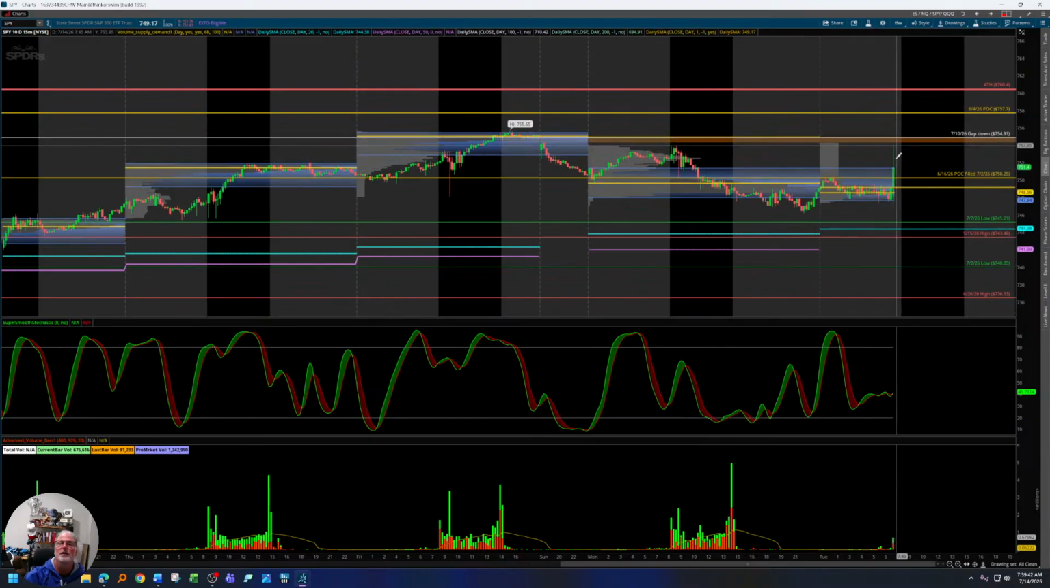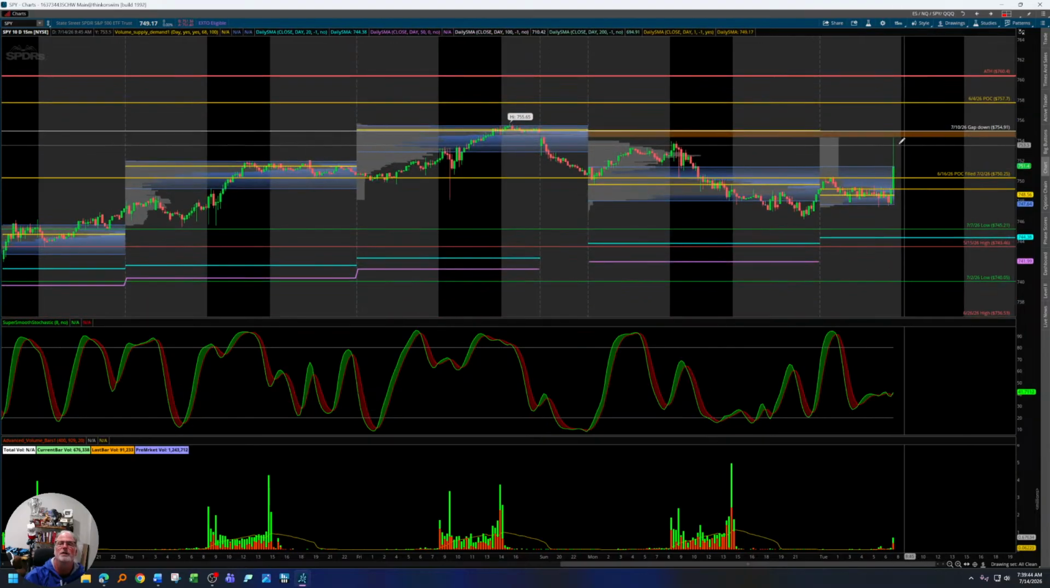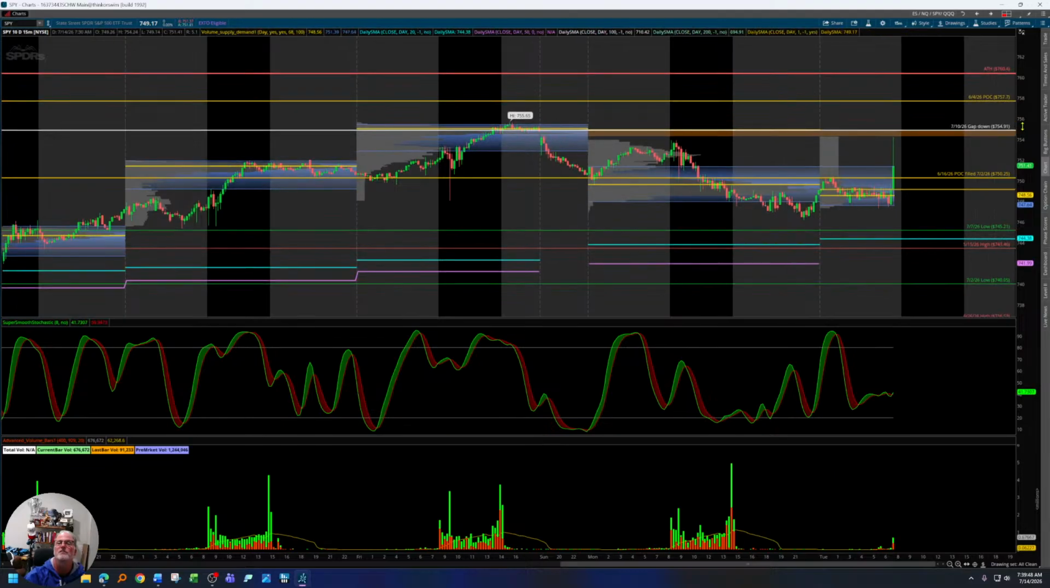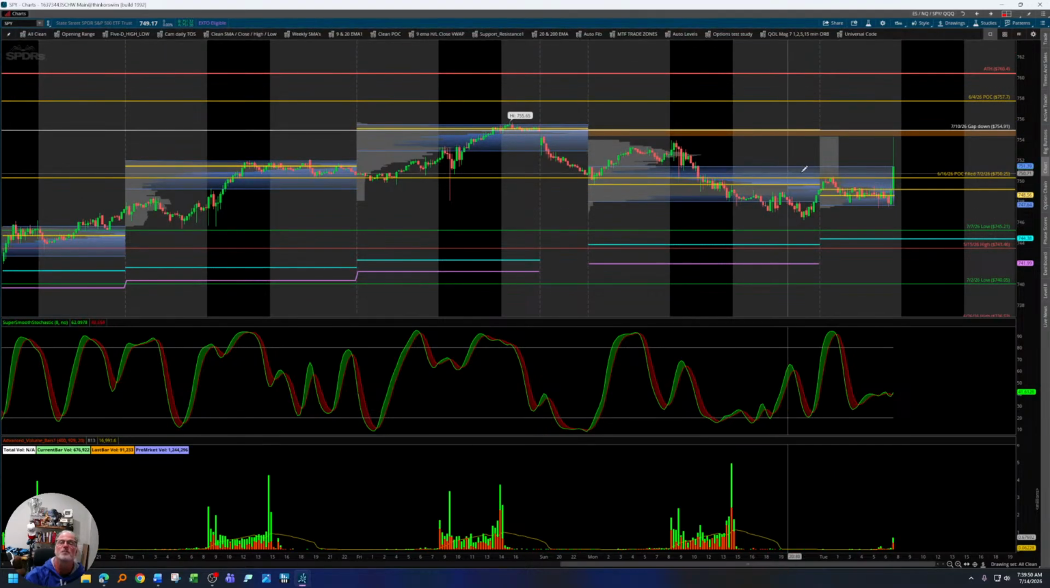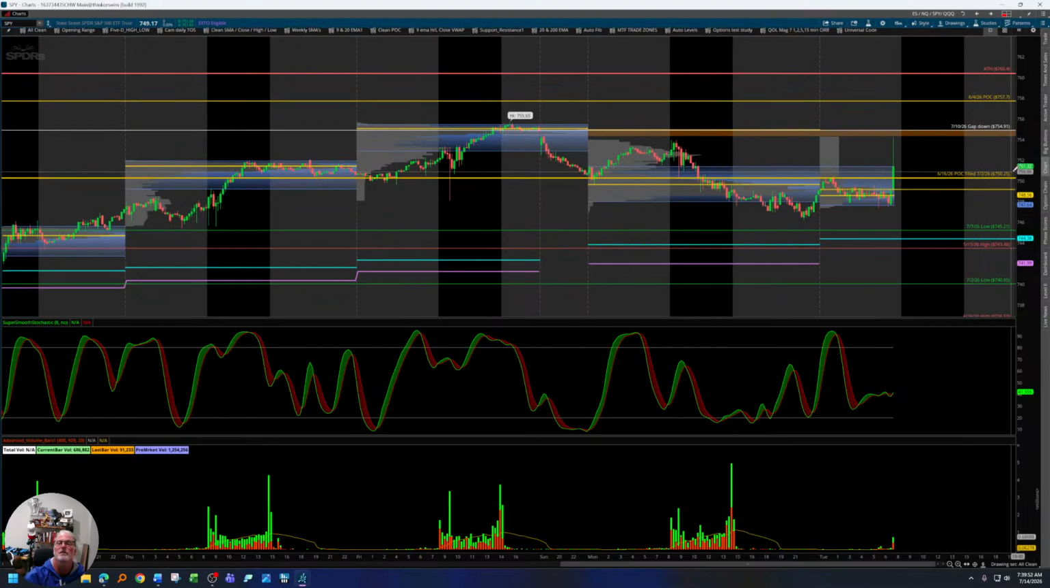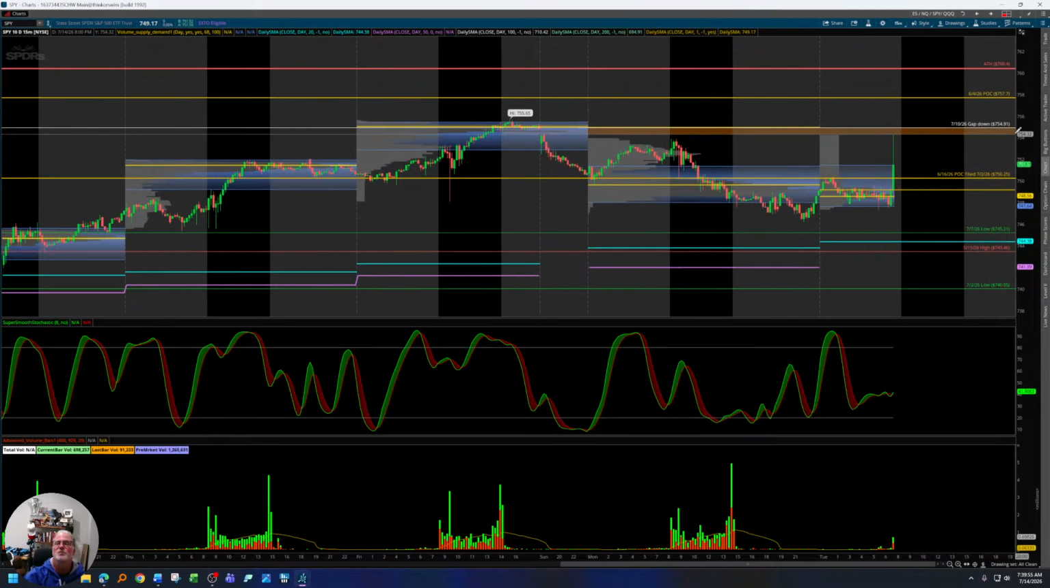So we are getting a little pushback at this level. We did not quite close that gap from Friday at 754.91. We're looking at the SPY right now, on a 15-minute chart. Take a snapshot of my levels here, people. You've got to hold this 750.25 level in order to continue to move higher.